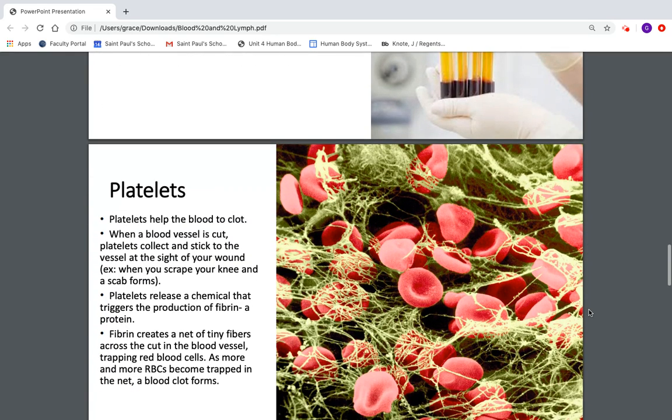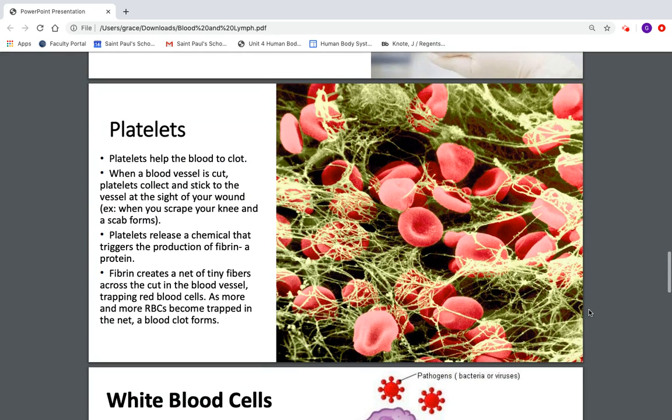Now let's take a look at platelets. So platelets help the blood to clot. They're actually fragments of cells. They're little bits and pieces. And when a blood vessel is cut, platelets collect and stick to the vessel at the site of your wound.